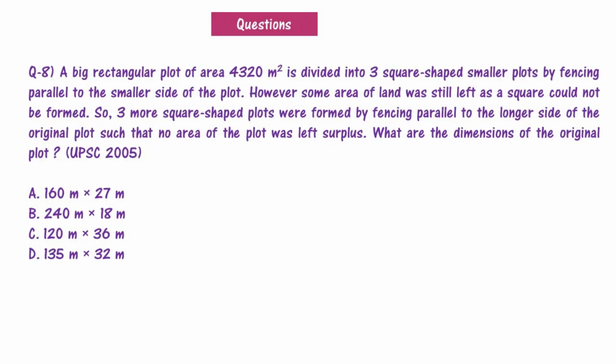Now comes question number 8, that is a UPSC 2005 question. A big rectangular plot of area 4320 meter square is divided into 3 square-shaped smaller plots by fencing parallel to the smaller side of the plot. However, some area of land was still left as a square could not be formed. So 3 more square-shaped plots were formed by fencing parallel to the longer side of the original plot such that no area of the plot was left surplus. What are the dimensions of the original plot?